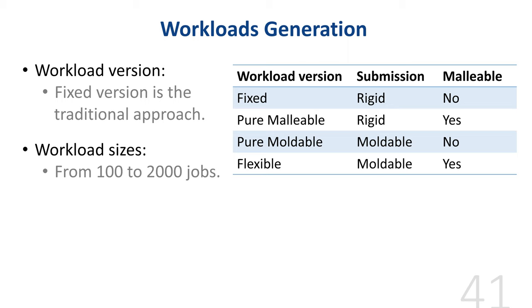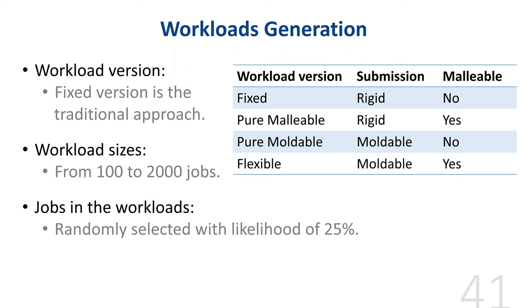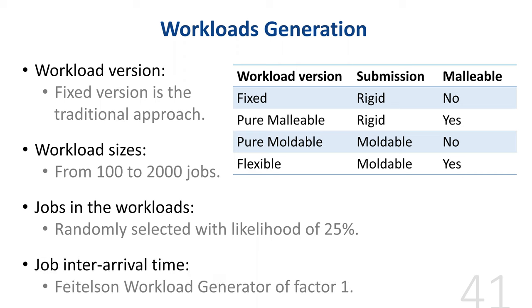The workload sizes, we will see that we have different sizes to see the behavior of the jobs in the workload. And jobs in the workload were selected with a likelihood of 25%. The four applications I described before are put in a workload in the shape of jobs, so they are randomly selected. And inter-arrival time using a factor of one from the workload generator. It means that the workload is stressed a lot because a lot of jobs are submitted at the same time or in a short time.